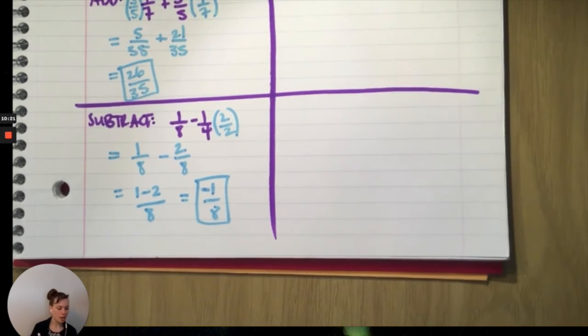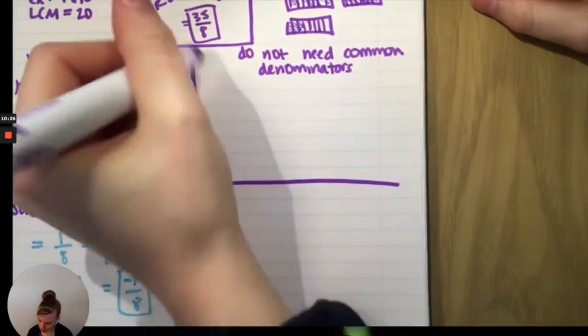All right, and then multiplication and division. So multiplication, we're going to do 2 different ways.